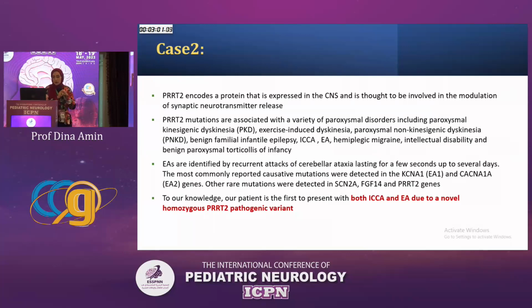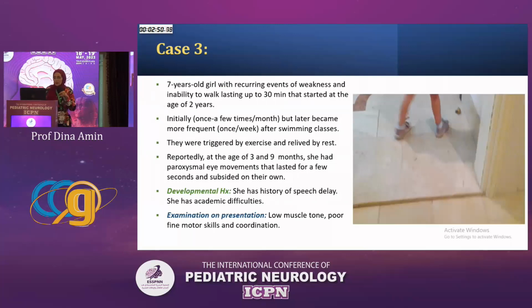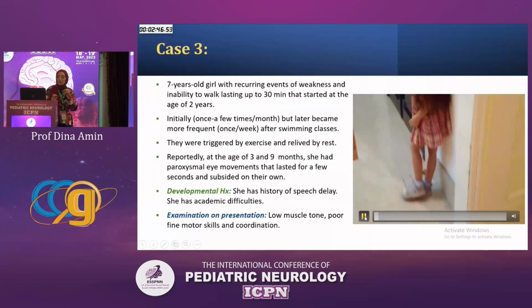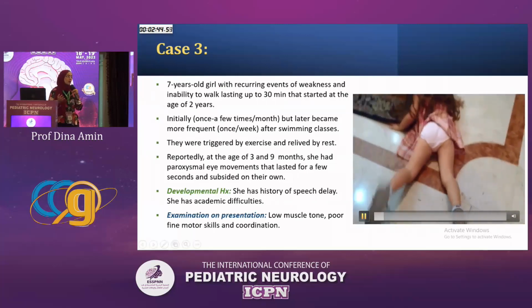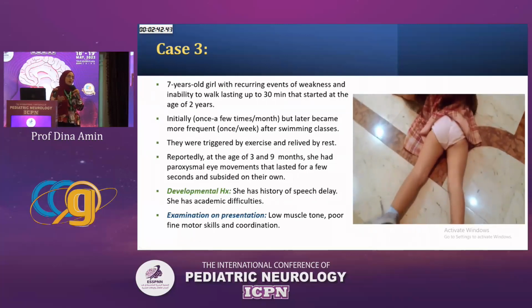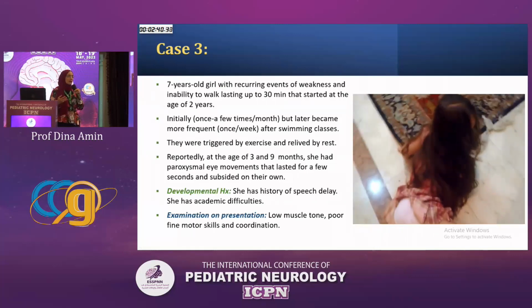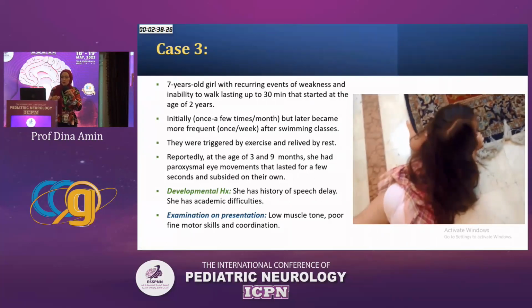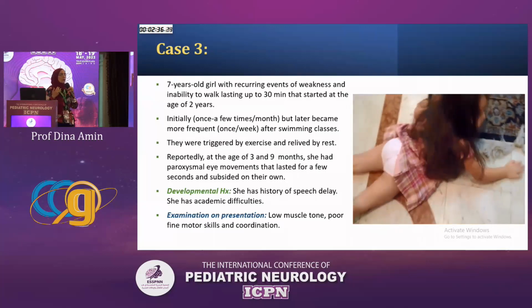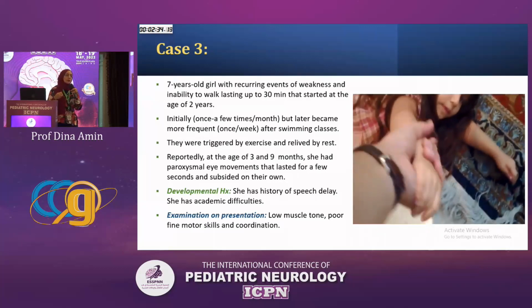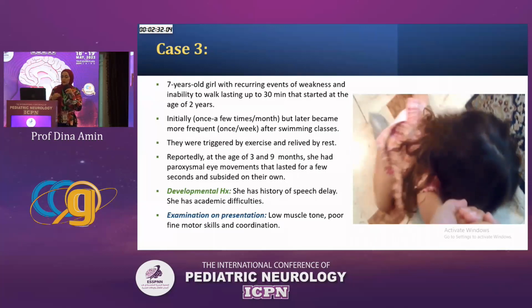However, to our knowledge, this was the first patient to be reported having both ICCA and episodic ataxia due to this novel mutation. This is a third case of a girl whom I saw initially at the age of 2 years. We did every single test to try to find out what's going on. She had infrequent events initially of sudden loss of balance, mostly triggered by exercise. But these events later became more frequent, on a daily basis, mostly triggered by swimming classes or febrile illness.